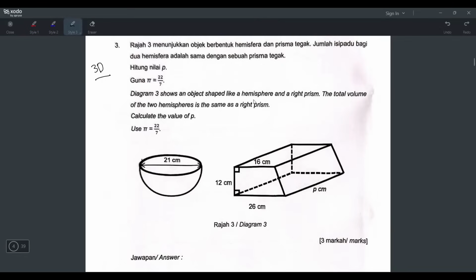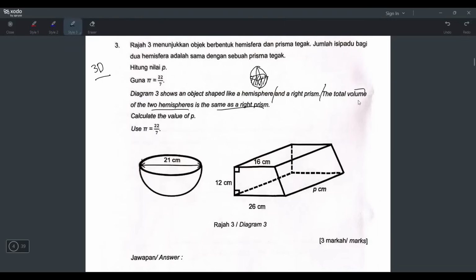Diagram 3 shows an object shaped like a hemisphere. Alright, so what is a hemisphere? It's a sphere cut in half. So a sphere looks like this, but when you cut it in half, you get a hemisphere. Okay, and a right prism. Yeah, this is a prism. Okay, for the prism, the cross section area of this prism is a trapezium. Yeah, trapezium. Okay, now what? The total volume of 2 hemispheres is the same as the right prism. Calculate the value of P.